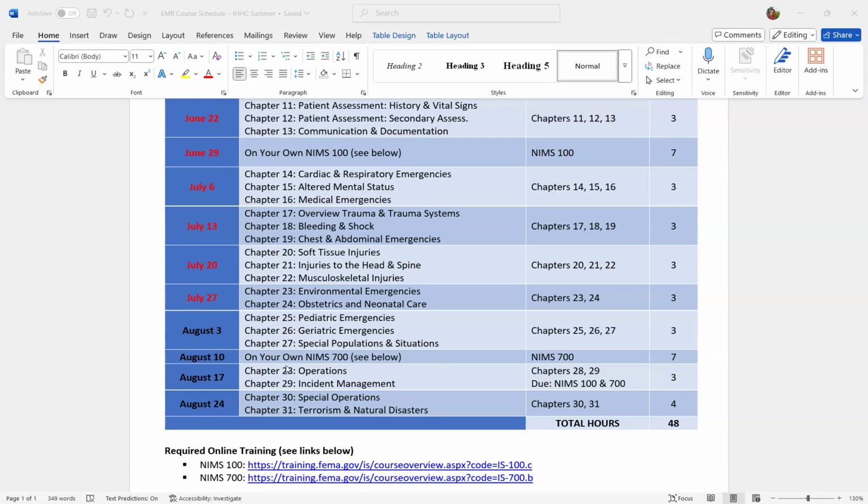And then the following week, we'll finish up 28, 29, and then the 24th, finish with 30 and 31. Then we'll be done with the book chapters. So, all right, I'm going to stop sharing on that and then get going on chapter 25.